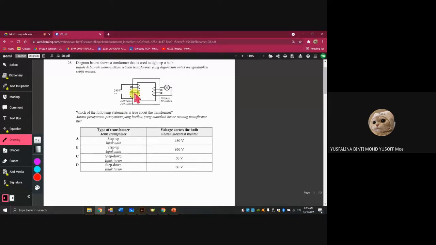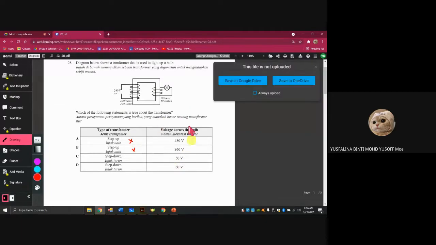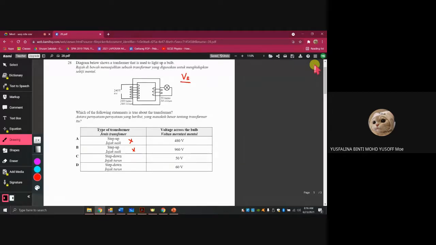Is it step up or step down? Yes, very good. This is the step down, so the answers A and B are wrong. So how do you calculate the voltage across the bulb? Remember we just learned the formula Vs over Vp equals Ns over Np. Vs is the voltage at the secondary. This is the secondary coil, this is the primary coil. The one connected to the alternating current is the primary, and the other side is the secondary.